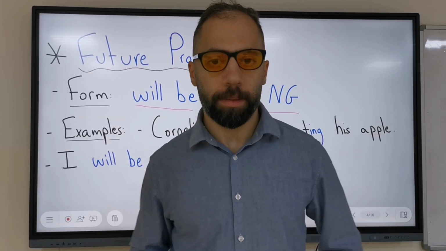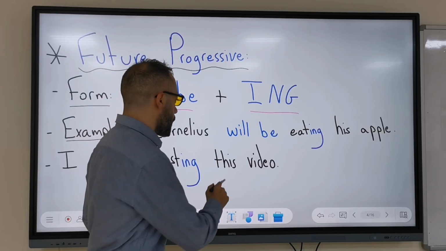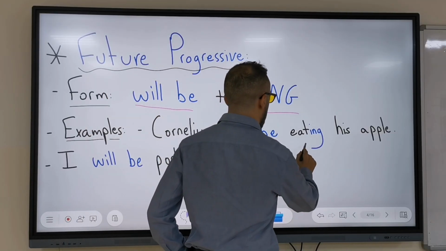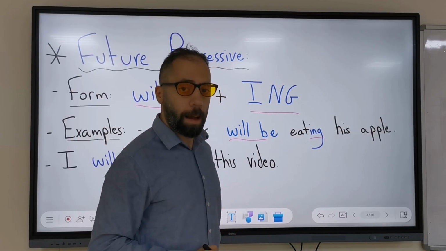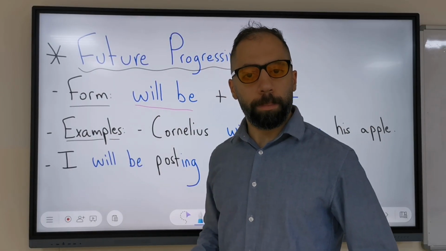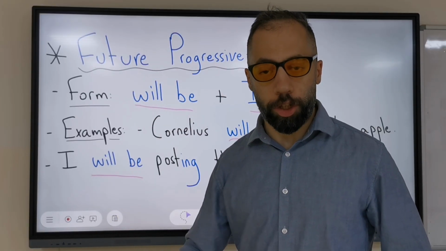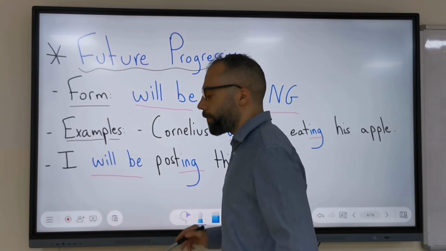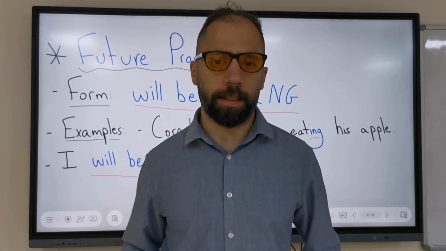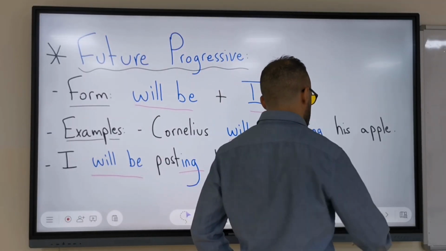Let's read the examples. Cornelius will be eating his apple. I will be posting this video. That's it for the future progressive. It's really easy. I have 1 or 2 extra pages, however.